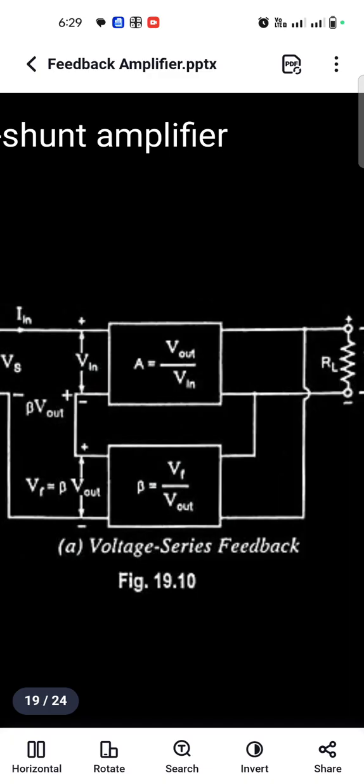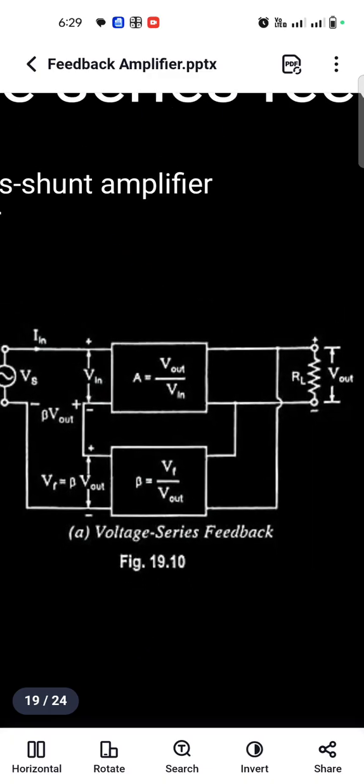What is the input here? The input is voltage, no, because there are two types of mixing and two types of sampling that we know, right? Sampling is voltage sampling or current sampling, and mixing is series mixing or shunt mixing.